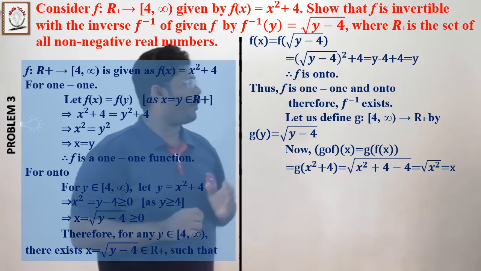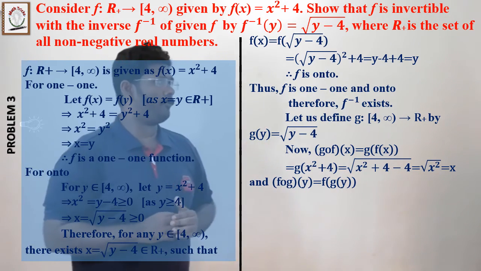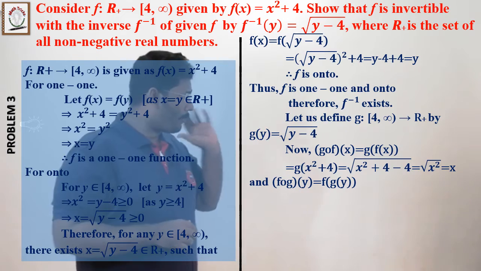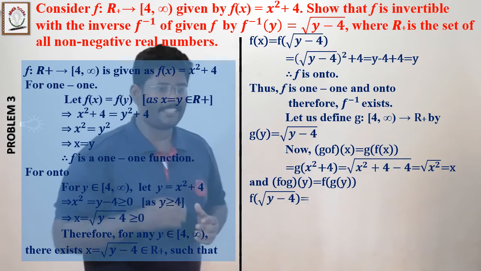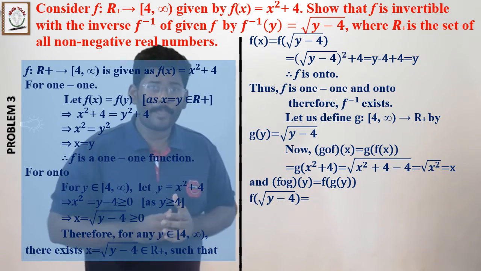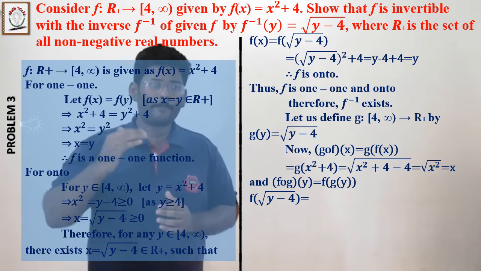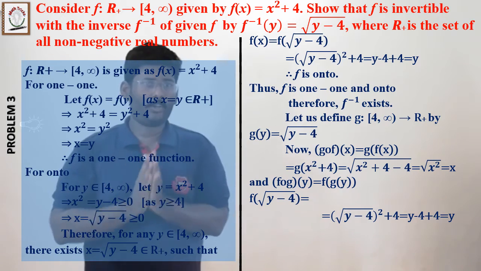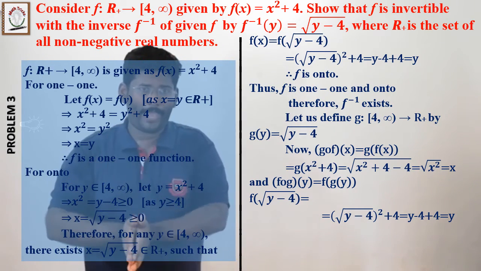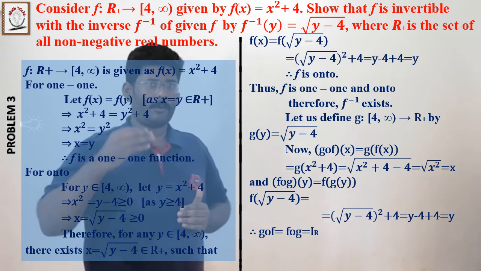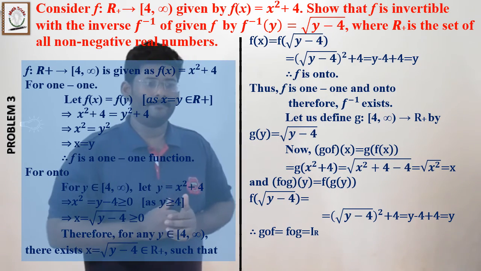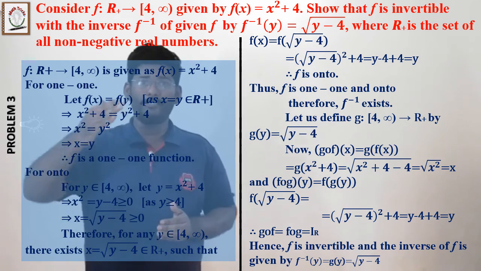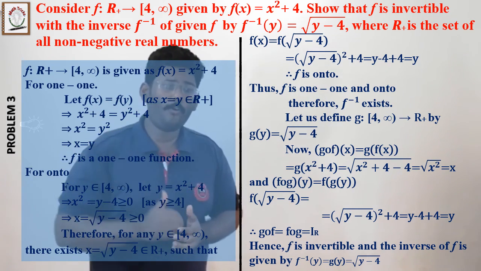Similarly, f composite g of y is equal to f of g of y. And we know that g of y is equal to root of (y minus 4). So f of root of (y minus 4) is equal to (root of (y minus 4)) whole square plus 4, that is equal to y. So g composite f of x is equal to x and f composite g of y is equal to y. So the given function is invertible and the inverse is f inverse of y, which is equal to root of (y minus 4).